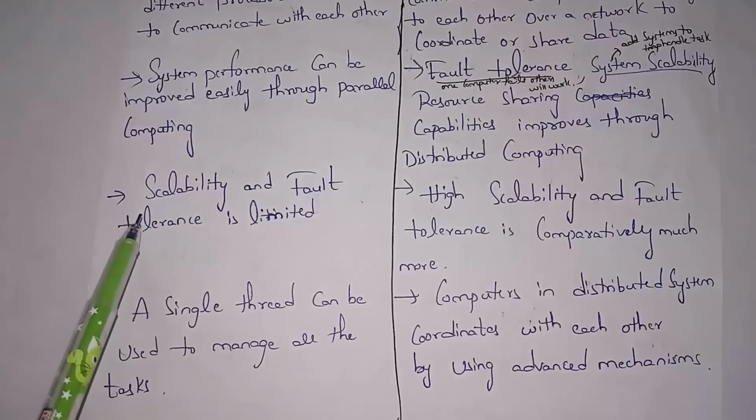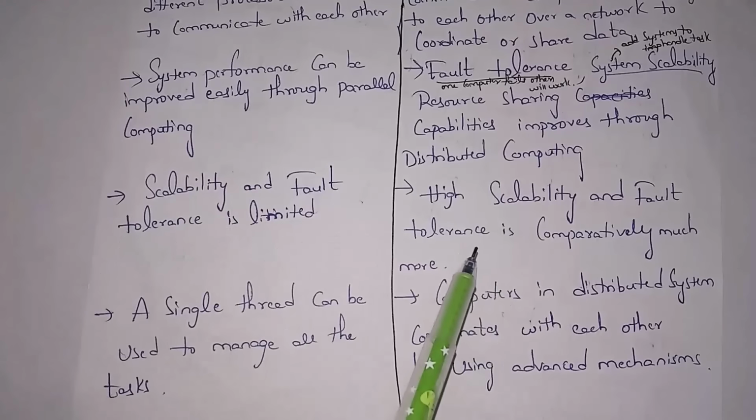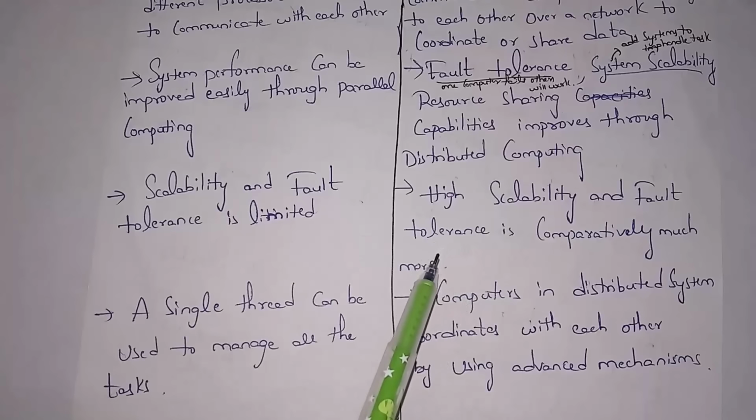Guys, in parallel computing, scalability and fault tolerance is less. And whereas in distributed computing, there will be high scalability and fault tolerance when compared to parallel computing. In parallel computing, a single computer will manage all operations. And whereas in distributed computing, all computers coordinate with each other by using advanced mechanisms. These are differences between parallel computing and distributed computing.